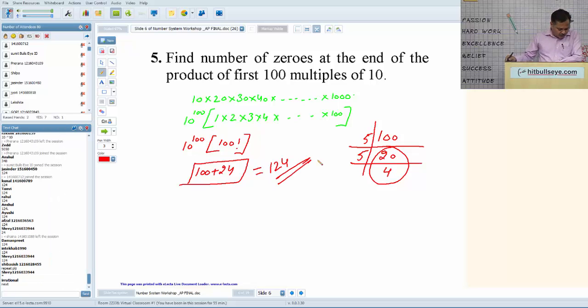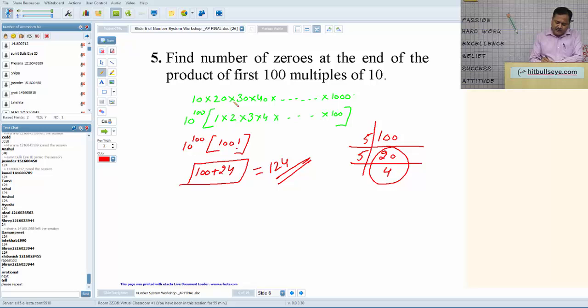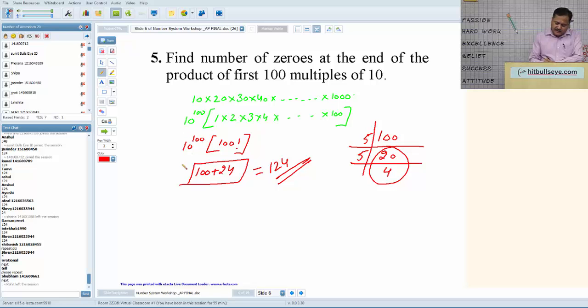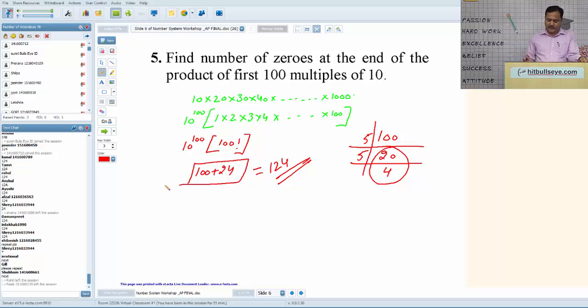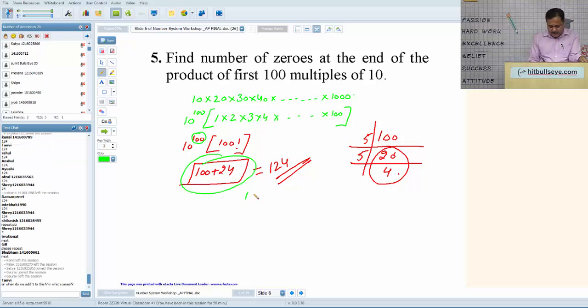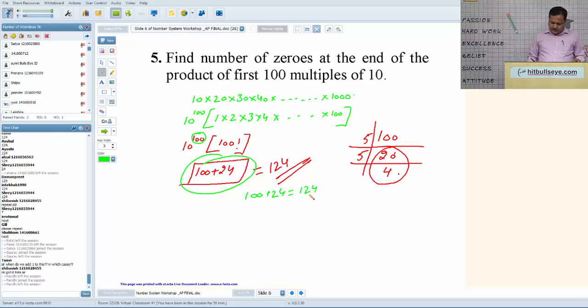So what we will do, first 100 multiples of 10 are 10 into 20 into 30 into 40 till 1000. If we take 10 common, then 10 raised to power 100 is common, remaining would be 1 into 2 into 3 into 4 till 100. Now 10 raised to power 100 means 100 zeros are there first, then we will check the number of zeros in 100 factorial, by dividing by 5. We will successively divide 100 by 5 till the end. So 24 more. So 100 plus 24, answer is 124. So let us move to the next question.